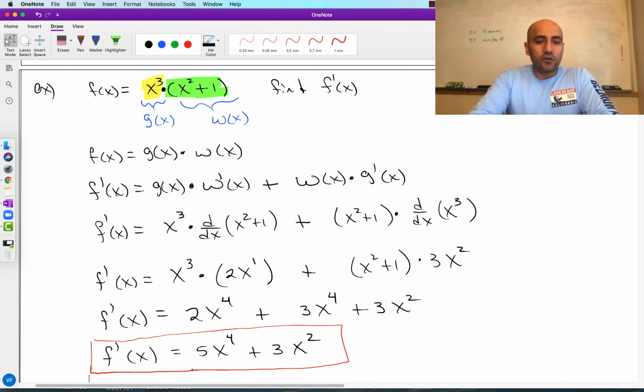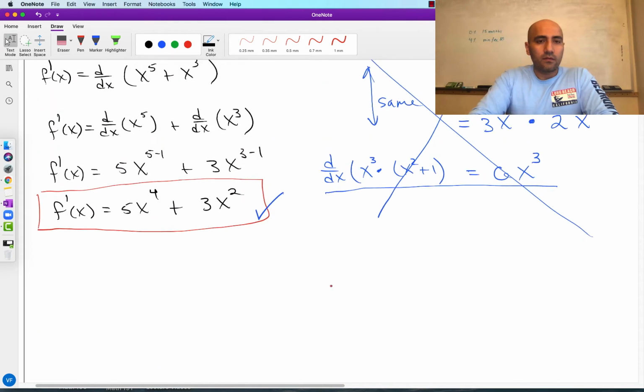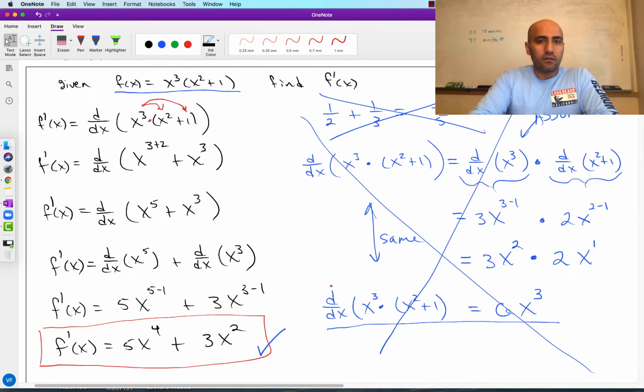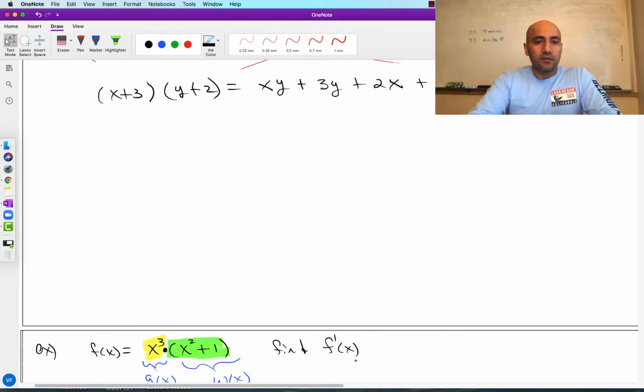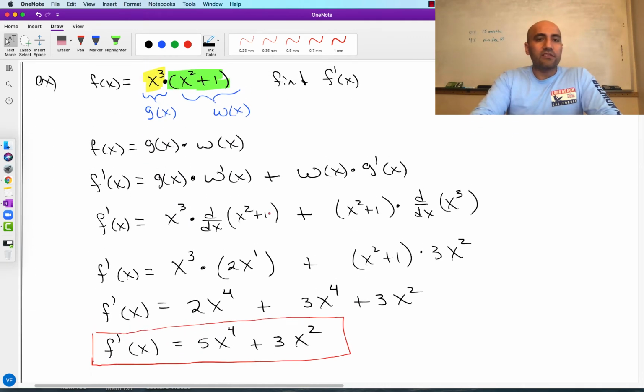And let's confirm that it matches what we got the first time. So it matches exactly what we got the first time. The first time we did it by first distributing, simplifying, and then using our power rule to find the derivative. But now we found this new process that says, well, you don't have to distribute and simplify first. We can use this product rule, and the product rule ends up giving us the exact same answer.